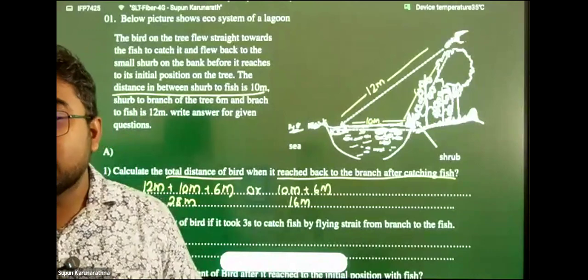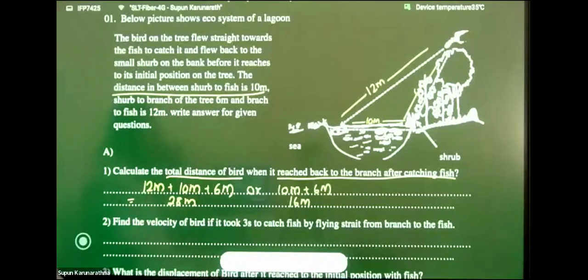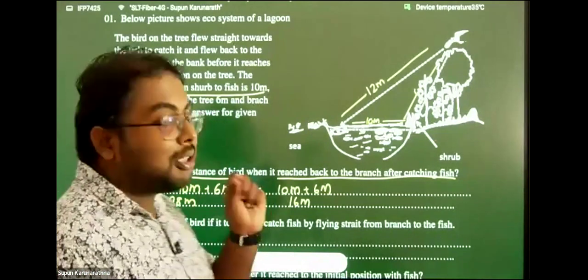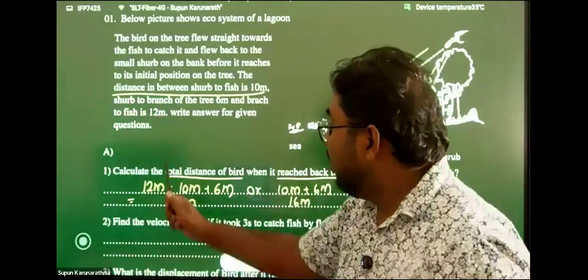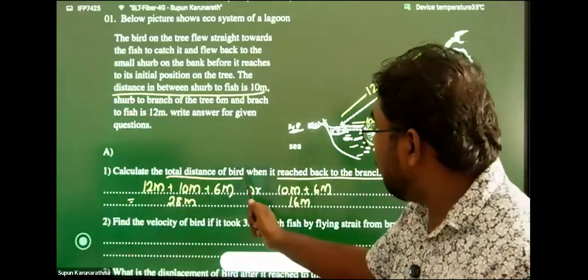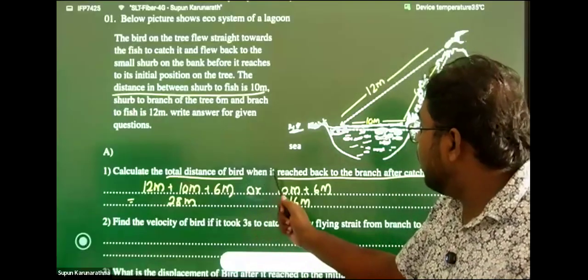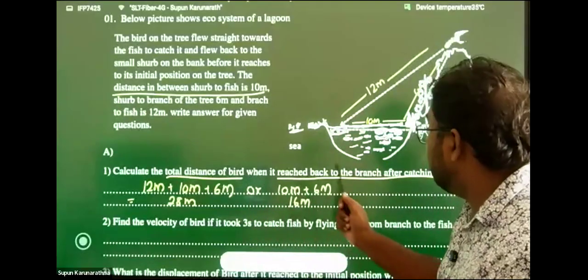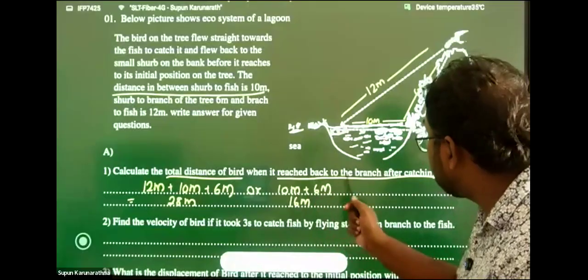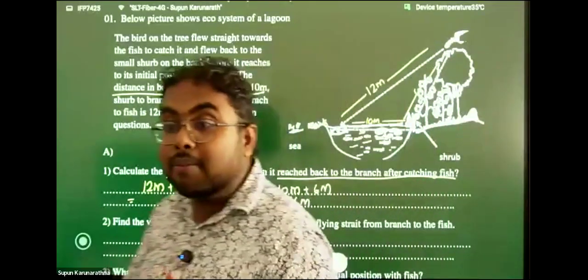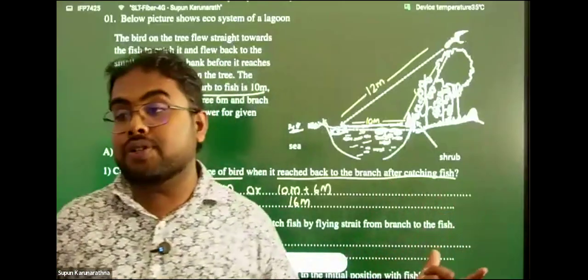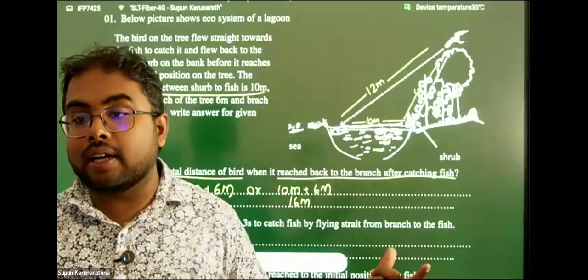Right, actually it's not 28. That is the point. You need to understand the question. It asks to calculate the total distance of the bird when it reaches back to the branch after catching the fish. That is the point given.